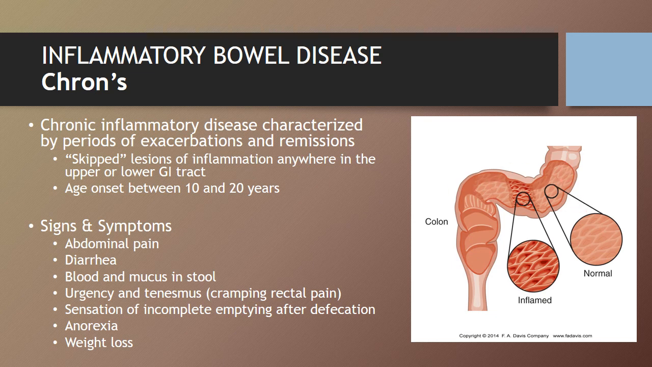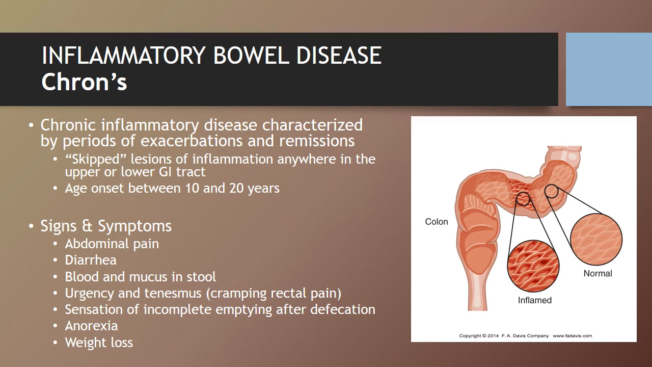So it's, like I said, skipped lesions of inflammation anywhere in the upper or lower GI tract. So it doesn't have to be necessarily just in the colon, but this is just a picture of what it could look like with the inflamed part. Signs and symptoms are abdominal pain, diarrhea, blood and mucus in the stool, urgency, and tenesmus, which is cramping rectal pain. So the rectum cramps and it's painful and it makes them feel like they have to use the bathroom. So that's where that urgency comes from. And then the sensation of incomplete emptying after defecation.